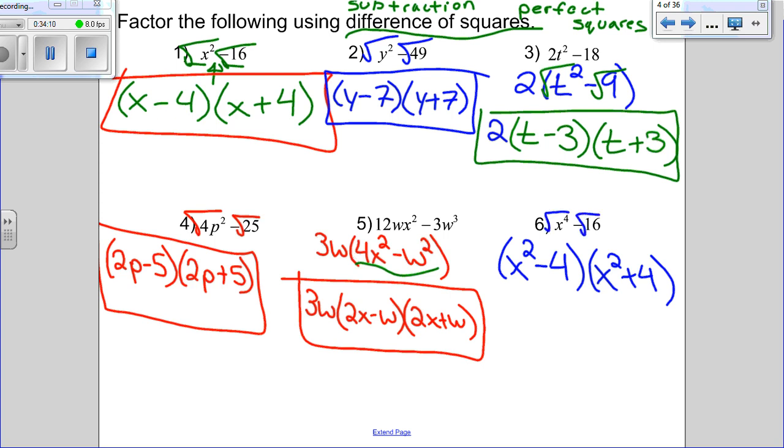It's not the lowest I can go. Meaning, I have another difference of squares in my answers. So this thing could be factored again. Much like when I do a GCF, I factor it again. I've done a difference of squares, and I was left with a difference of squares. So I can factor it again. This thing, you can square root both of them. And that'll be x minus 2, x plus 2.